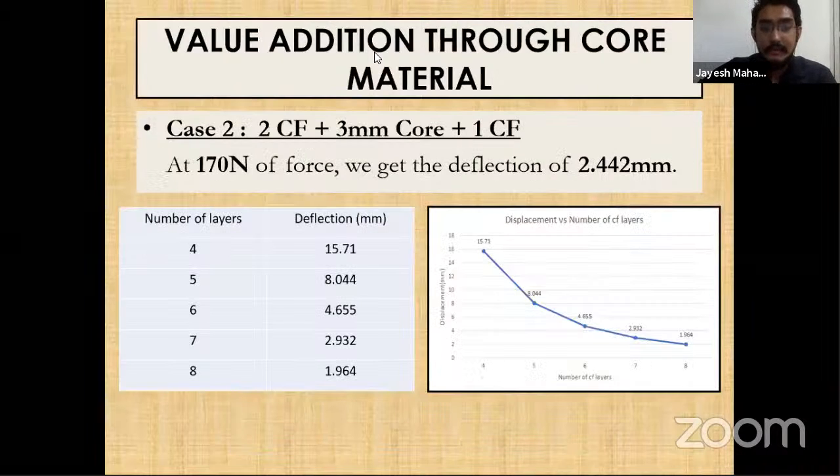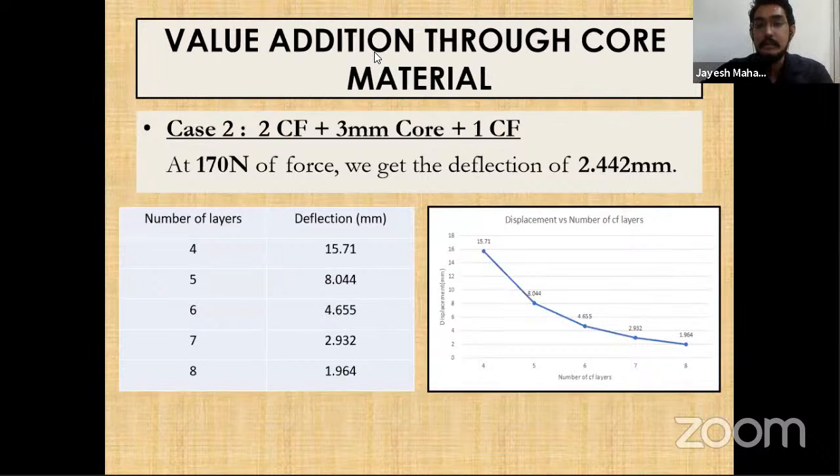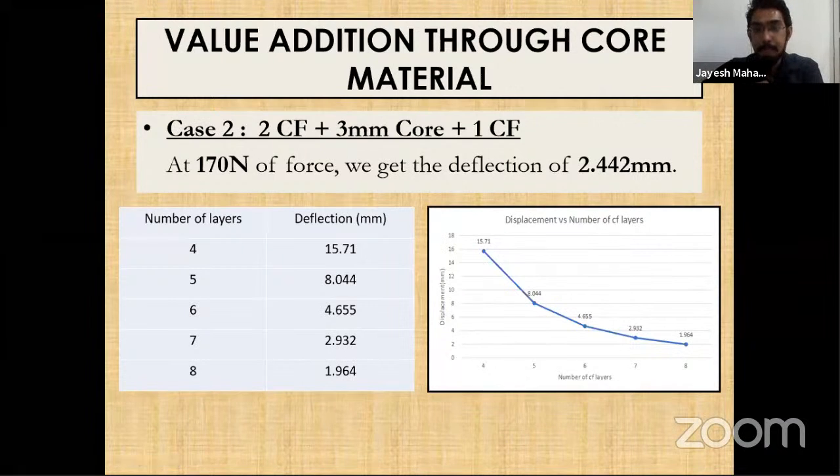Okay, and then this is case two. At 170 newtons of force, we were getting a deflection of 2.442 mm. If you are designing a component for that much deflection, and you are saying that up to 2.5 mm of deflection is quite okay for me, then if you remove the core material, you will actually need 8 CF layers, because if you are designing for 2.5 mm, you cannot stop at 2.9 mm. The deflection should be below that. So if you go up to 1.9 mm, you are actually adding 5 more carbon fiber layers.